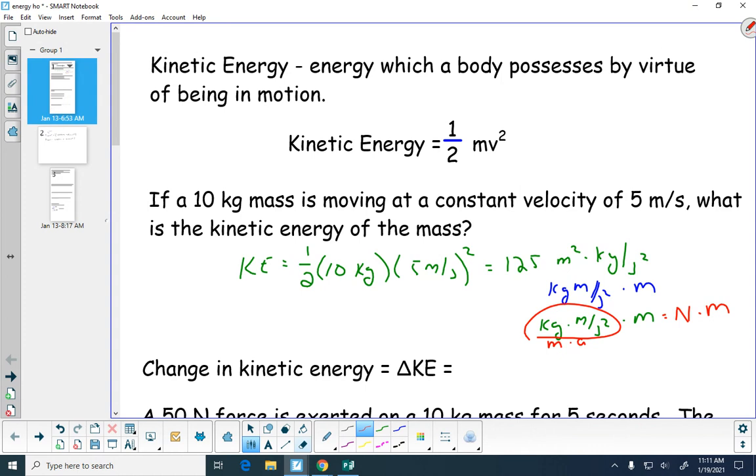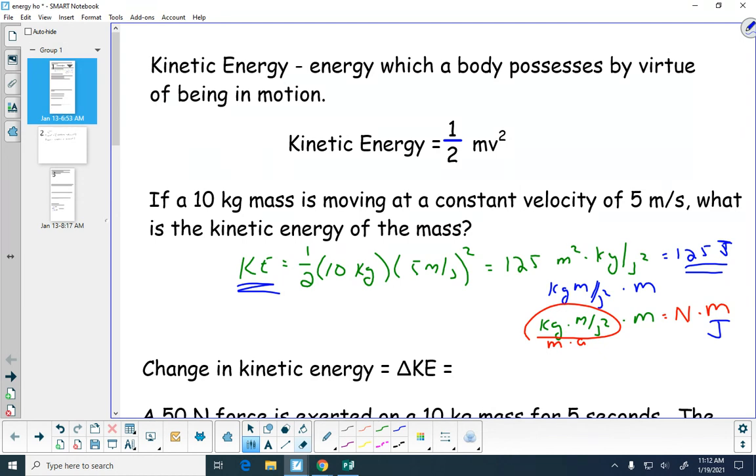If I take a Newton times a meter, what do we come up with, Dylan? What is a Newton meter? A joule. That is correct. That is a joule. Come on, man. There's a reason why I asked you that question. It is a joule. So when you talk about energy, kinetic energy, we are still coming back to joules. 125 joules.